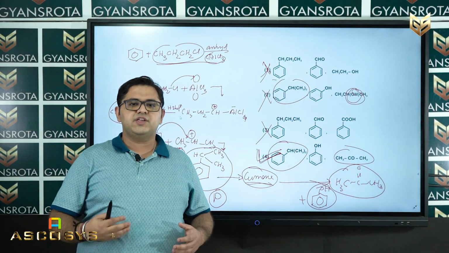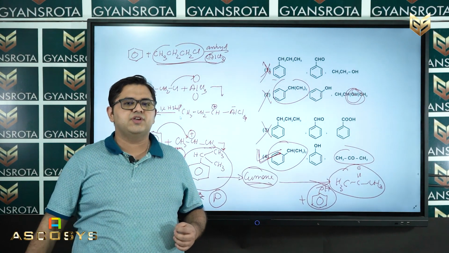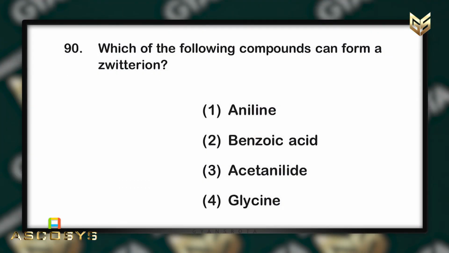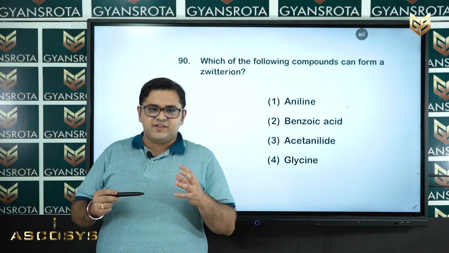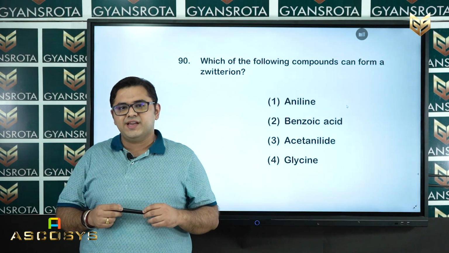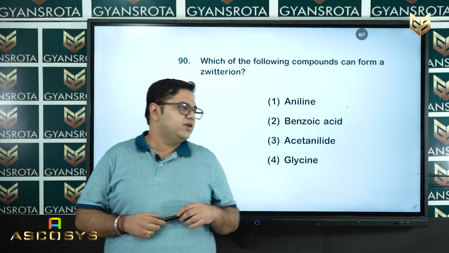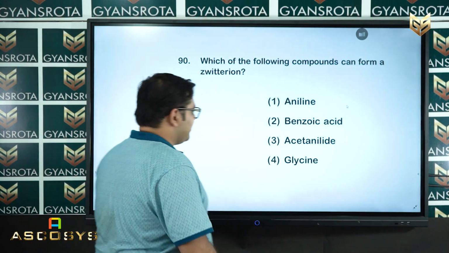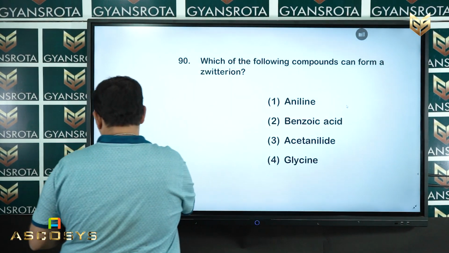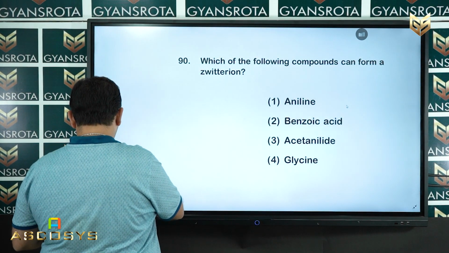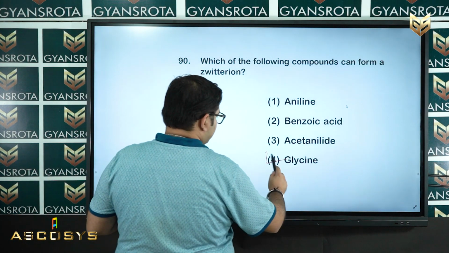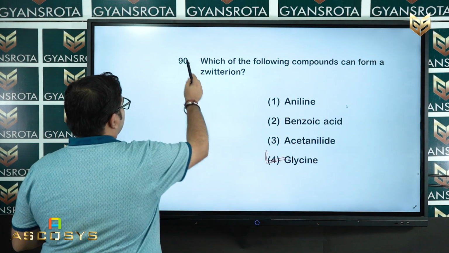Now, we are moving to the next question, that is the last question, question number 90. Question number 90 is on your screen. Which of the following compounds can form a Zwitter ion? This is a very simple, direct question, and it comes from the biomolecules part of your class 12 chapter. So, what is the answer? The answer is glycine. Glycine is the correct option.